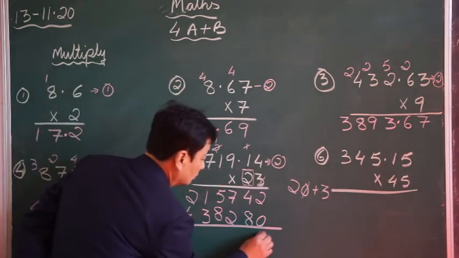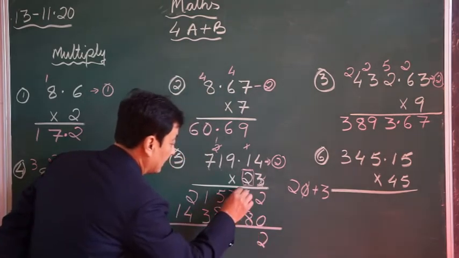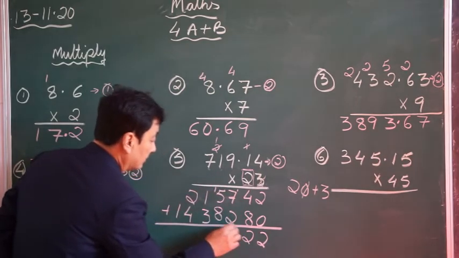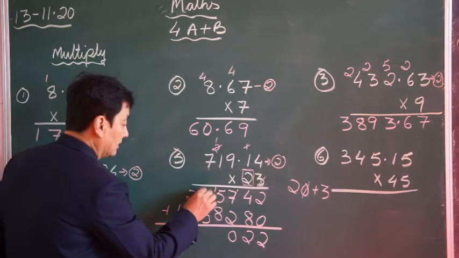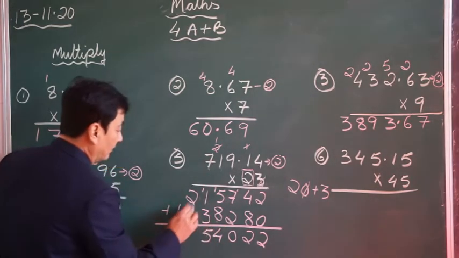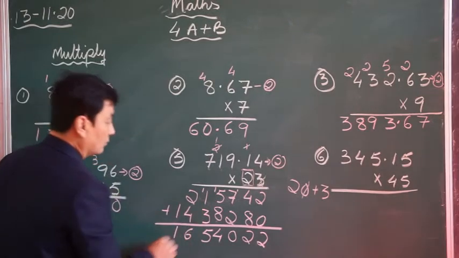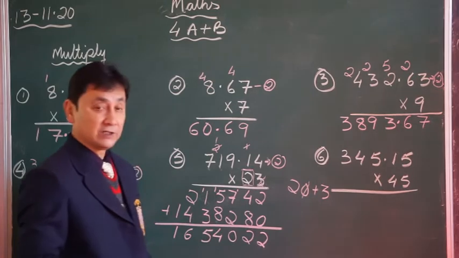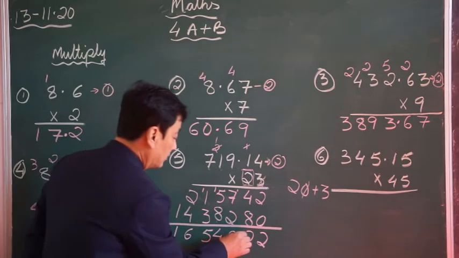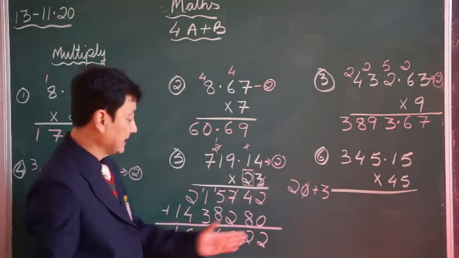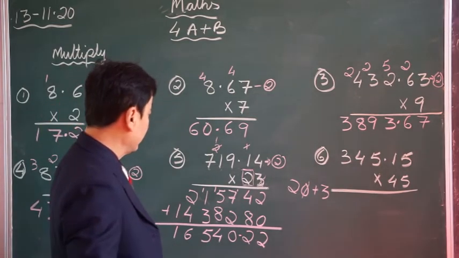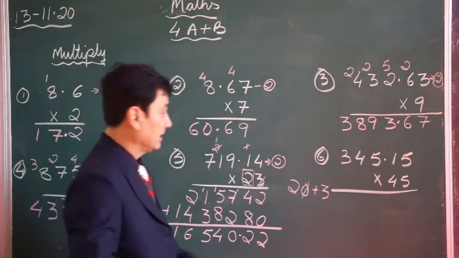Now let's add. 8 plus 4, 12, carry 1, big number 2. 7, 8, 9, 10, carry 1, big number 0. 8 plus 5, 13, plus 1, 14. 3, 4, 5, 4, 5, 6, and 1. Okay, so now we have to put the decimal point. How many places? 2. 1, 2. Point. So when you multiply these two numbers, we get 16,540.22. Now let's do this.